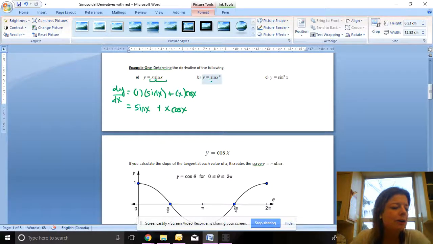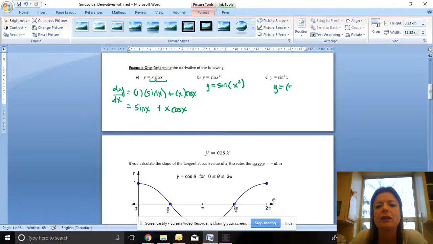Now I noticed here that I put sine x squared and sine squared x to make sure that you know the difference. Sine x squared is like you're taking the sine of x squared, but sine squared x is like you're taking all of sine x and squaring it. So these are two different things.